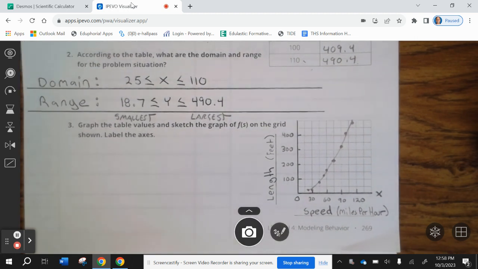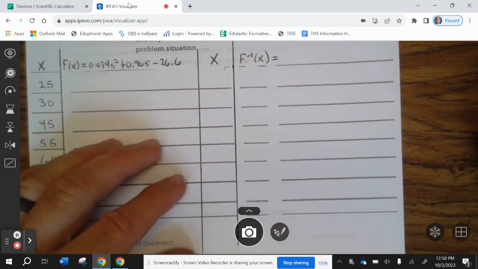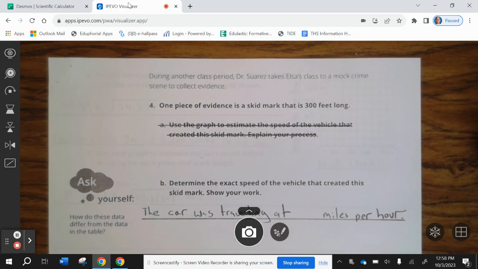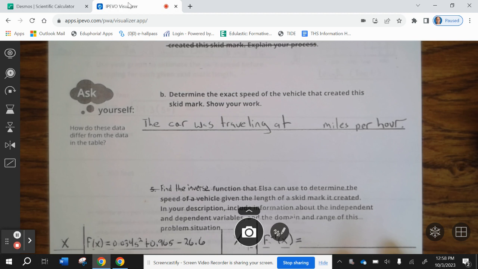All right, let's take a look at the next page. All right. During another class period, Dr. Suarez takes Eliza's class to a mock crime scene to collect evidence. One piece of evidence is a skid mark that is 300 feet long. Determine the exact speed of the vehicle that creates a skid mark. Show your work. The car is traveling at.